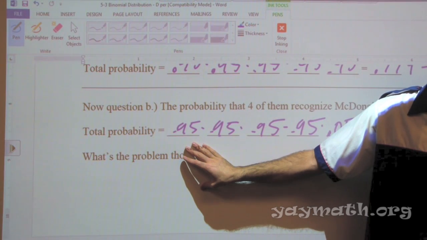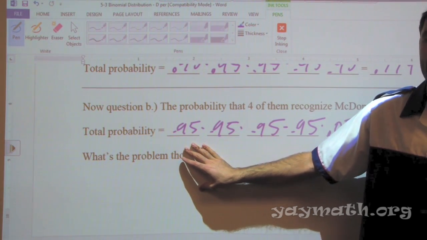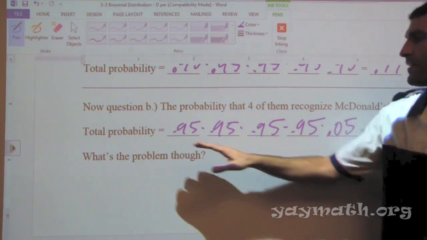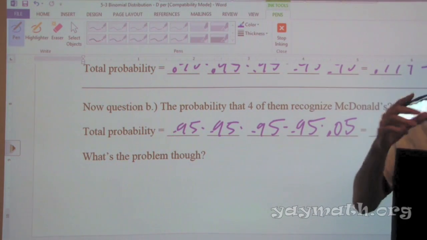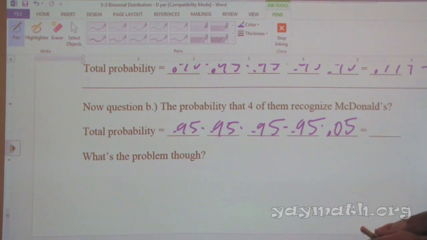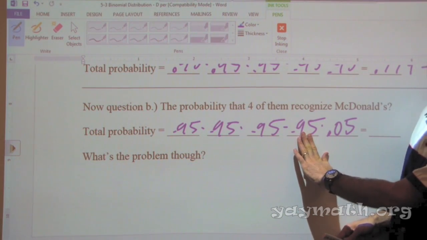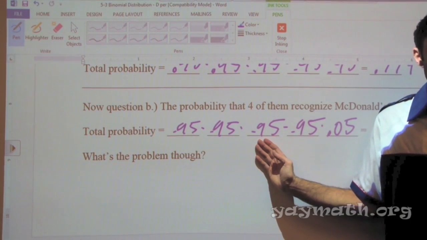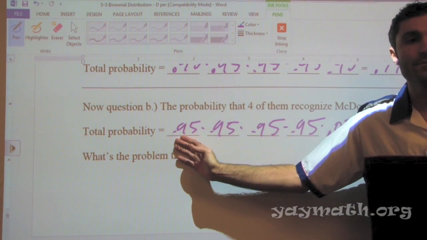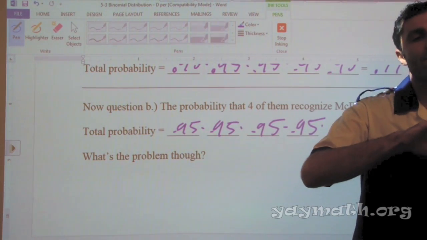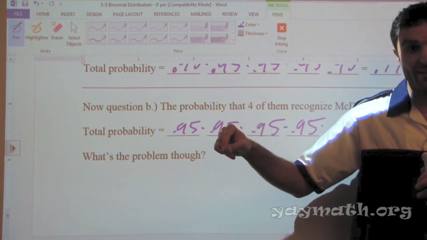But it would be the same for each. Yeah. So do you agree that this is one way it could happen, that 4 out of 5 recognize McDonald's? Another way would be if 0.05 was here, it would be the same probability. Another way if 0.05 was here, or here. So order matters? The order matters in terms of which person recognizes it.